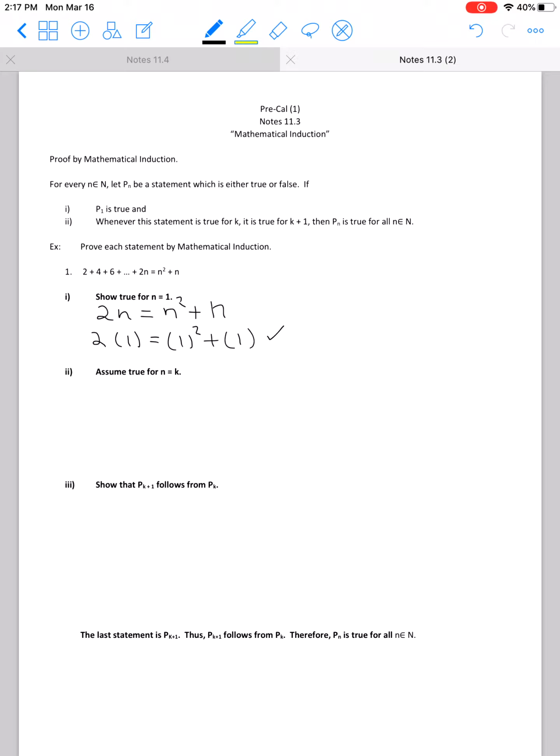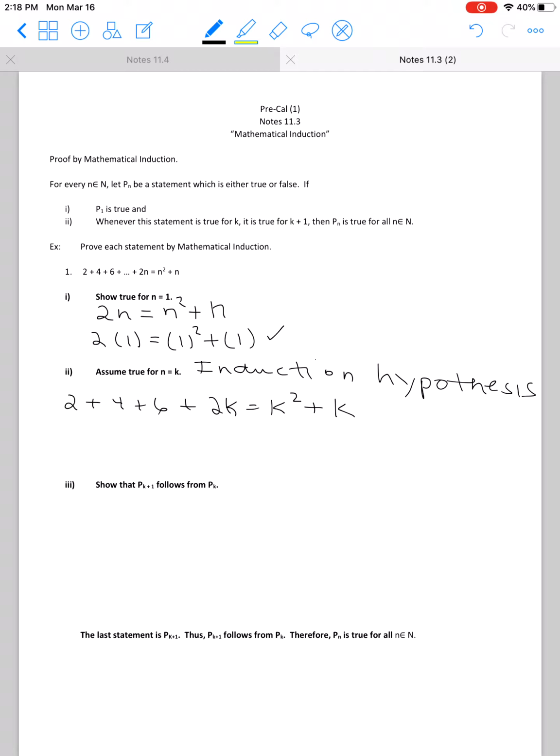Now we're going to assume true for n equals k, and this is called the induction hypothesis. And what we do is we rewrite the statement, inserting k everywhere we see an n. Okay, that's called the induction hypothesis.